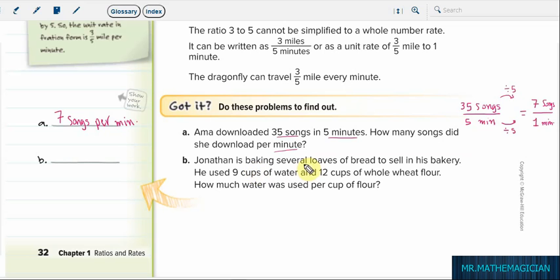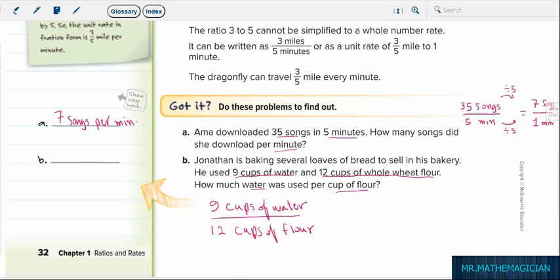Jonathan is baking several loaves of bread to sell in his bakery. He used 9 cups of water and 12 cups of whole wheat flour. How much water was used per cup of flour? Also a unit rate. So let's say this is 9 cups of water over 12 cups of flour.